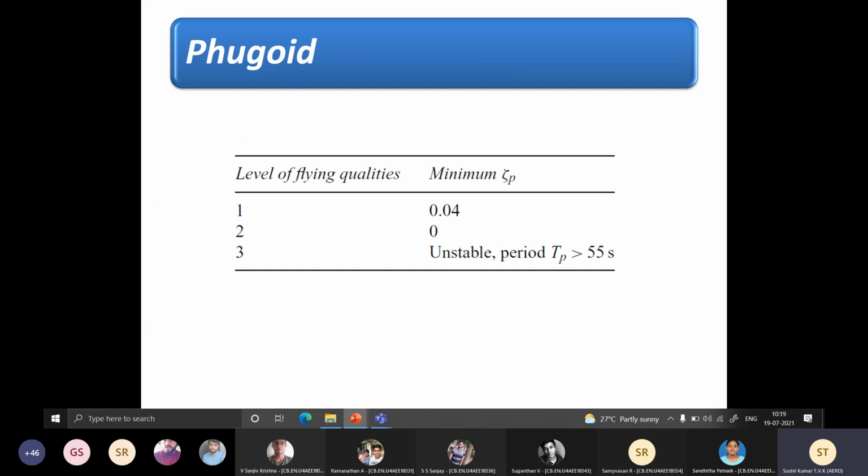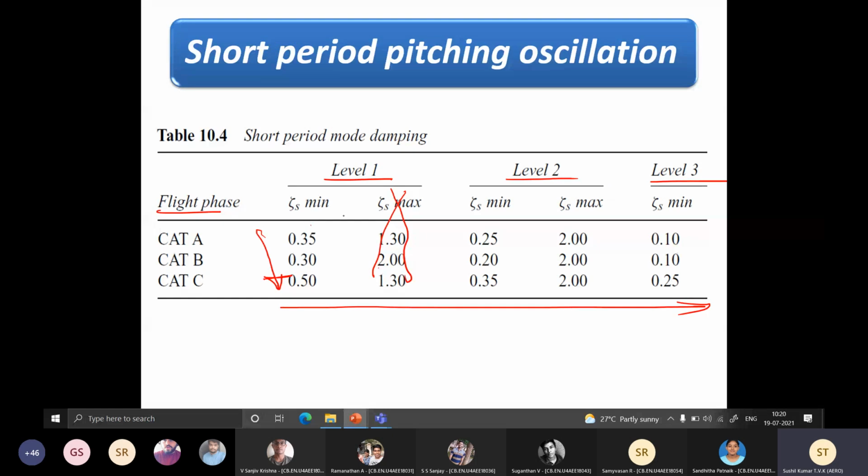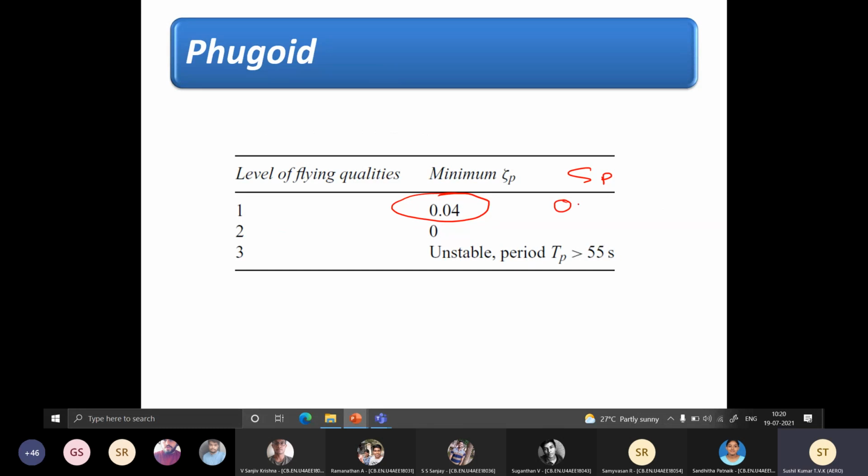Phugoid, we'll find out later that it's a highly undamped system, almost undamped. That's why you will find that the damping is very low. So level 1 of phugoid is 0.04, but for short period, if you look at it, category wise, it's some 0.5. So almost 10 times. So short period, the name itself says that the period of oscillation is short. Naturally, the damping has to be more. Okay, so that's why this sort of numbers.